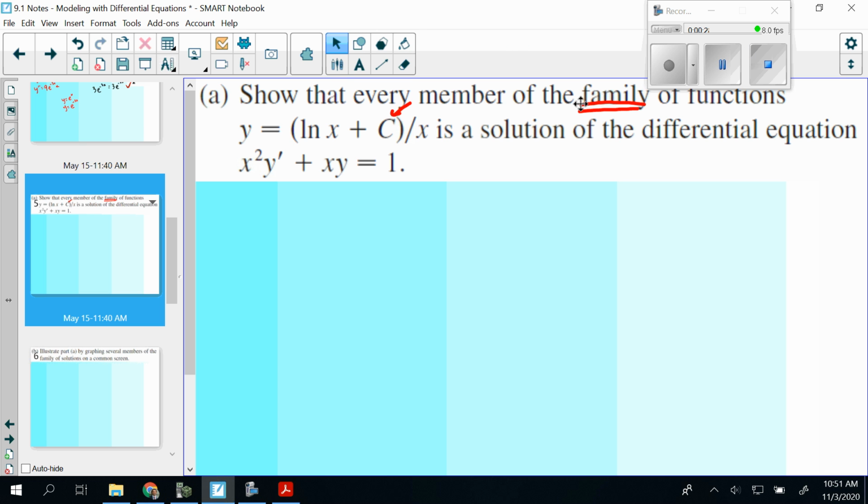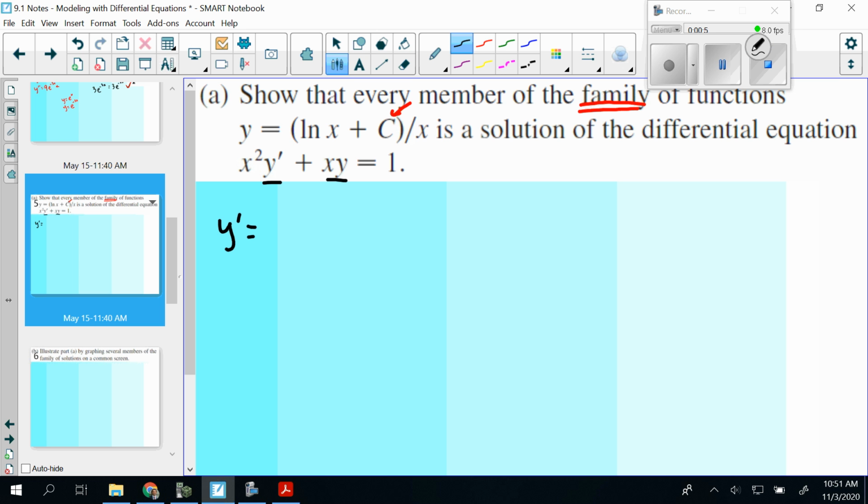And so what we want to show here is just in general that no matter what that C is, it's going to work. In order to do that though, not only do we need a y value, but we also need, it looks like, the first derivative. So let's find the derivative of this. If we find the derivative of this function, we've got natural log of x plus c over x. That's going to require us to do quotient rule.